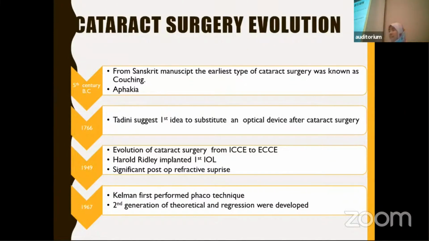This is the cataract surgery evolution. Maybe you can read it after this because I'm not planning to talk much about that. Just to tell you, the first IOL implant was in 1949 by Sir Harold Ridley, and he faced post-op refractive surprise because at that time the formula was not proper, the calculation was not proper. I can skip this slide also. Maybe you can get it from the organizer after this.